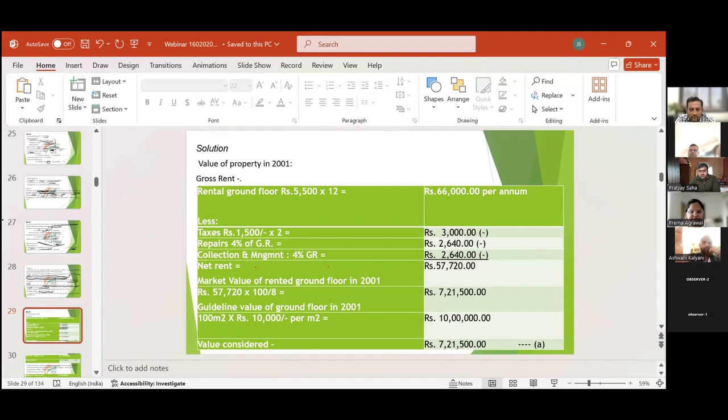5,500 per month. So total rent, 66,000 per year.